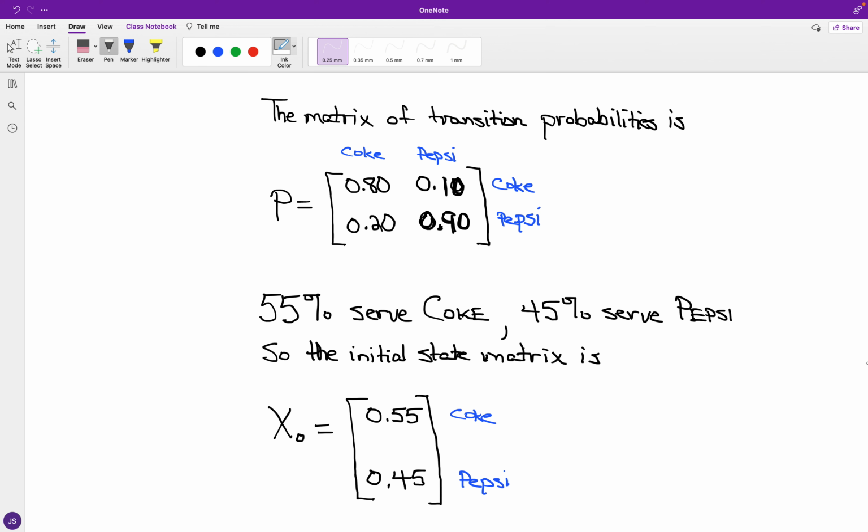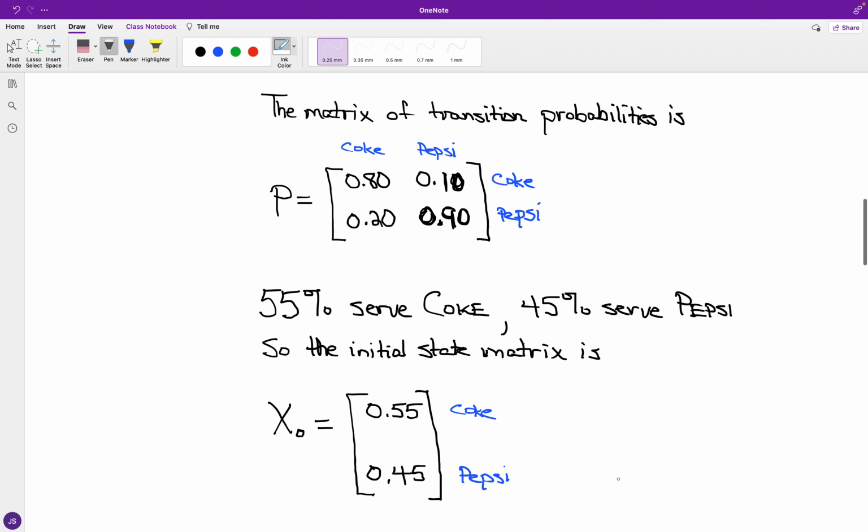If you notice, for the transition probability, we had the reference to Coke at the top and the reference to Pepsi on the bottom, and I want to maintain that particular symmetry or pattern for the initial state matrix. Say 0.55 for Coke, 0.45 for Pepsi.